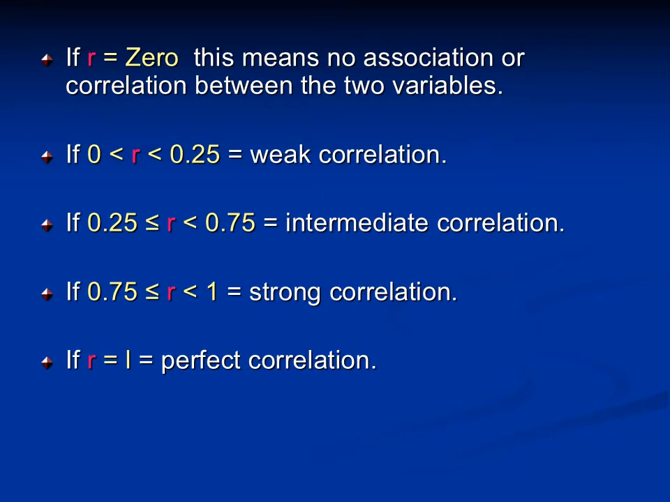So if R is equal to 0, this means no association or correlation between two variables, which means that those two variables do not have any relationship. One does not affect the other. There is no effect between those two variables once your correlation coefficient R is 0.